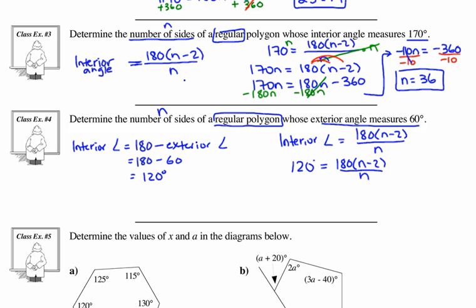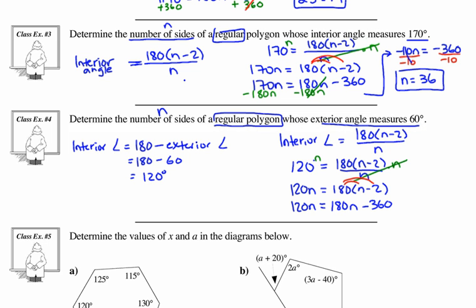Okay, so let's solve for n. So first step, we have to get the n off the bottom, times both sides by n. 120n equals 180 times (n minus 2). Solving for n, we need to get rid of those brackets first. 120n equals 180n minus 360.